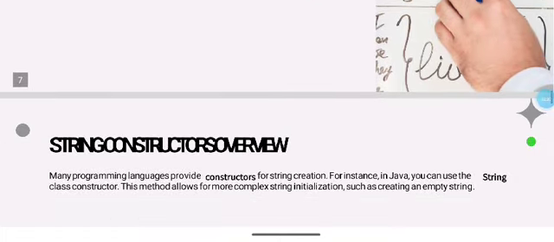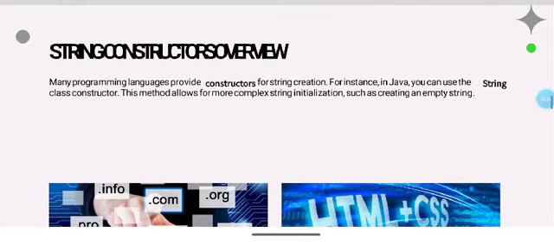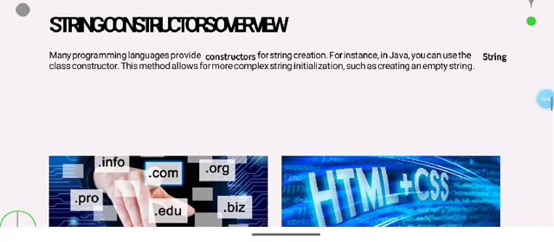String constructor overview. Many programming languages provide constructors for string creation. For instance, in Java, you can use the String class constructor. This method allows for more complex string initialization, such as setting an empty string.